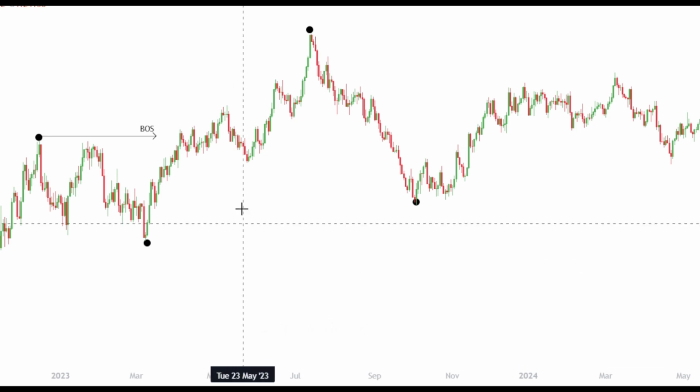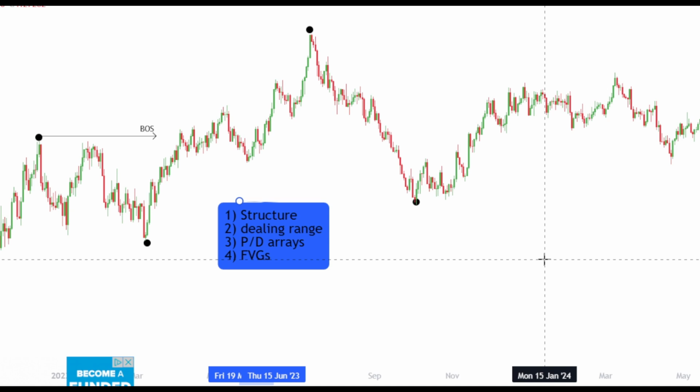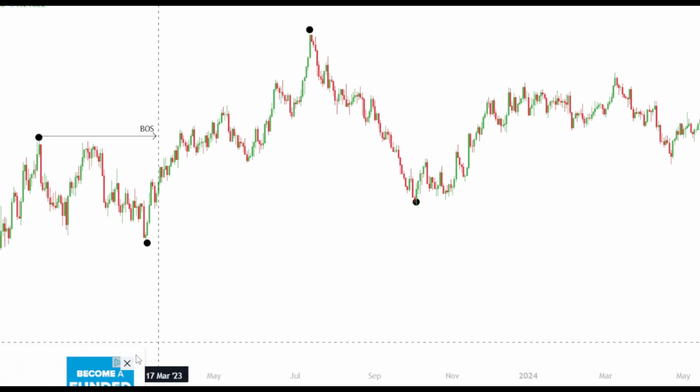So those 4 pillars, to quickly go over them again, is that we have our structure or market structure. After that, we have our dealing range. After the dealing range, we have our premium and discount arrays. And last but not least, we have our inefficiencies or our fair value gaps. Okay, so let's quickly apply the 4-pillar formula to the current price action we see on the charts in front of you, right?